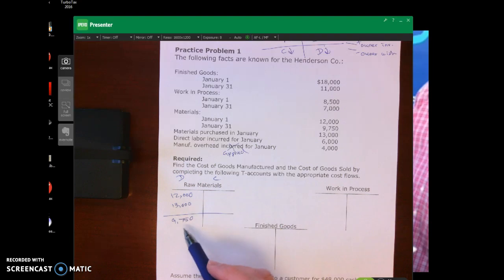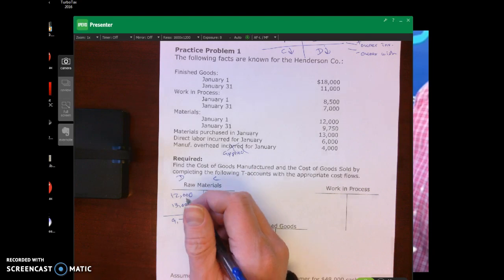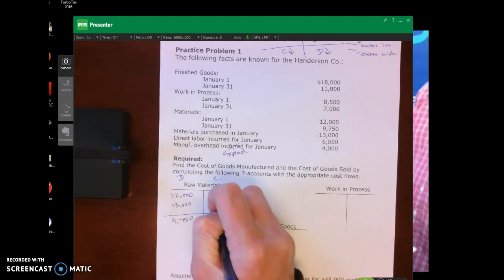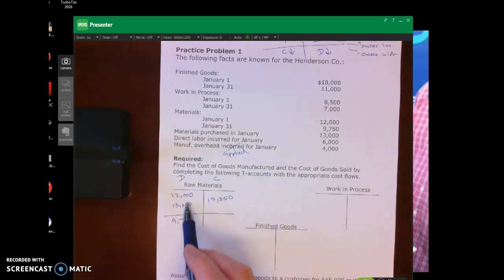And then what I can do is calculate, I have to have a credit here because I had 25,000 of available raw materials and I only had 9,750 left over, which means I can take my 25,000 minus my 9,750, and that gives me 15,250. This is my credit to raw materials, which is the raw materials that were used during the accounting period.